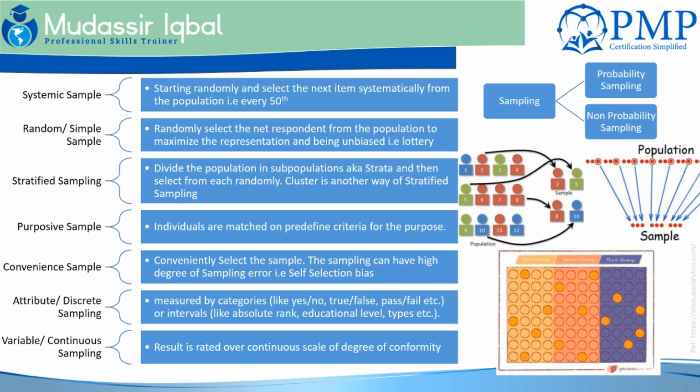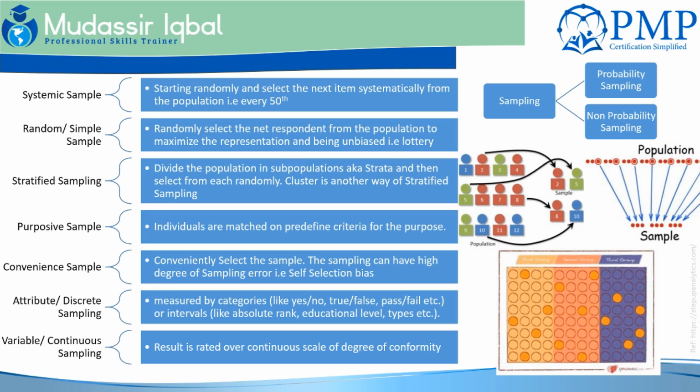Then purposive. I would not say that this is a non-probability sampling, but it would definitely fall into that. Reason being, you have identified predefined criteria, and then individuals are matched over that. So anybody who is aged 25 and above, masters, living in this area. So this is purposive sampling.